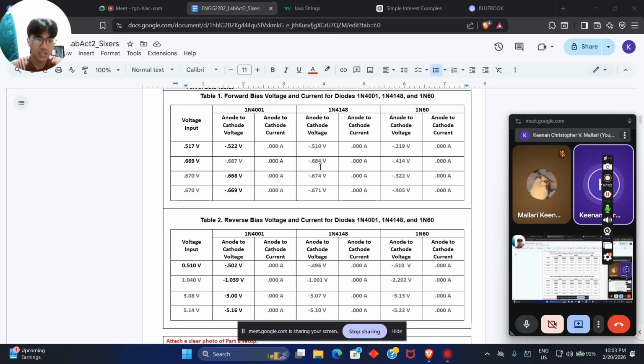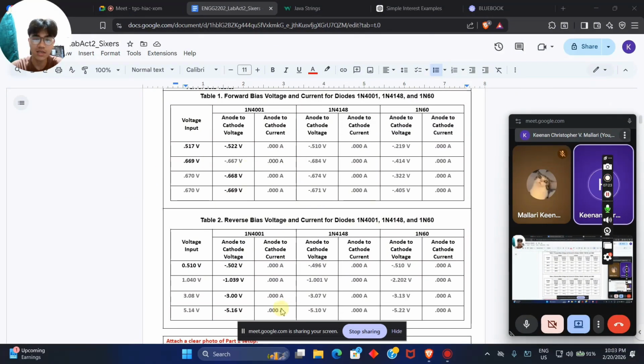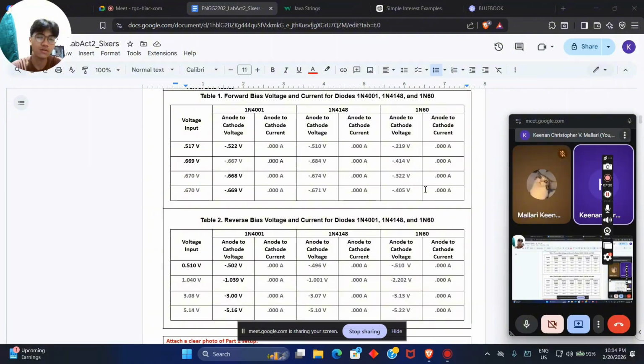Here is our first challenge that we encountered in this graph. As you can see, every anode to cathode current, forward bias or reverse bias, all showed 0.000 amperes. We do not know why this is the case, but we just put it here as a reminder. We have an explanation later in the conclusion.